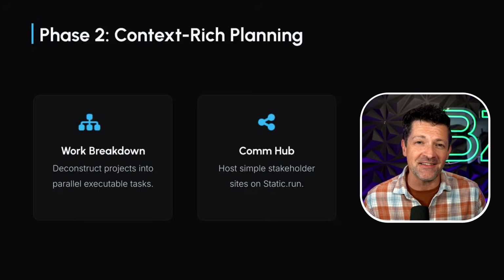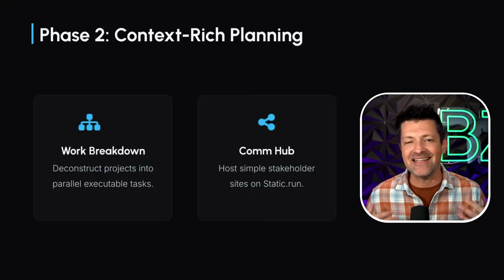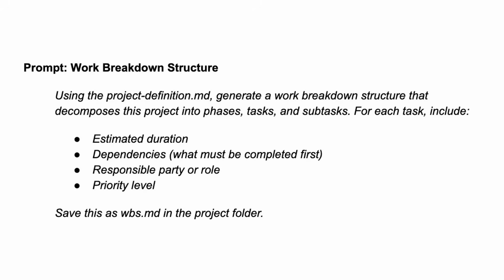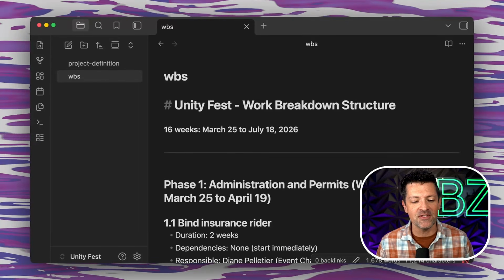This includes the WBS, the work breakdown structure, the stakeholder communication plan, and some thoughts around risk. Here's a simple and clean prompt that I love for the work breakdown structure. I'm going to grab this and drop it in. Here's what that WBS structure looks like once it's done running.